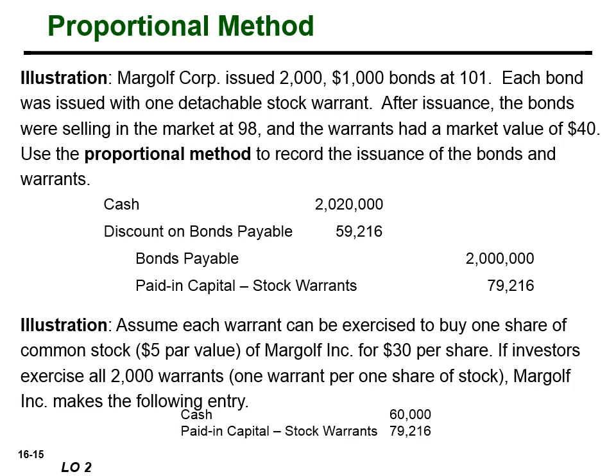Common stock will be created at 2,000 shares, because you have 2,000 warrants, at $5 a piece, so that's $10,000, and then you plug the rest to paid-in capital. Remember, common stock will always be equal to the number of shares issued times the par. Therefore, you plug it all into paid-in capital in excess of par, and there you go.